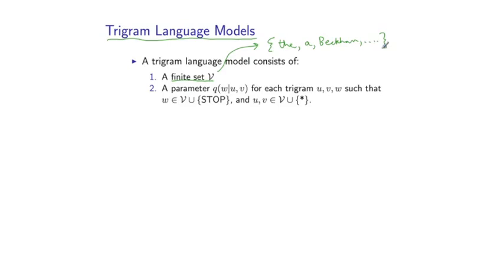And then the second part of a language model is a set of parameters. For every sequence of 3 words, u v w, which will be referred to as a trigram, we have a parameter q(w | u, v). We'll see very soon the role these parameters take. w could be any element of V, or it could be the stop symbol, and u and v could be any element of V in addition to these special start symbols we saw in a second-order Markov process.